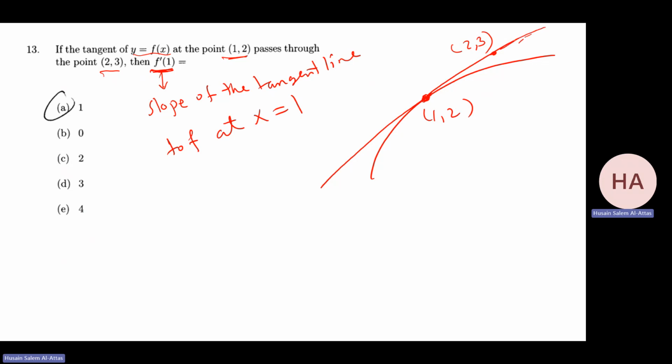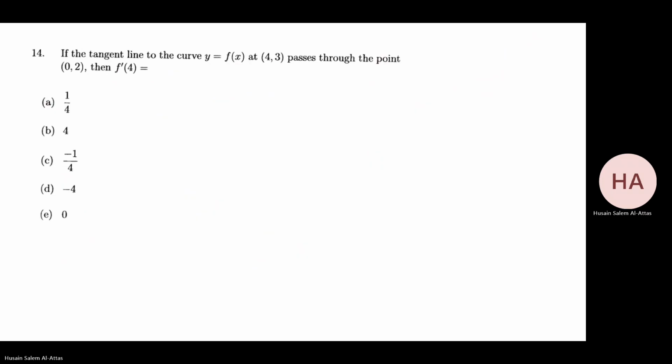Oh, I know this is the tangent line, and I know 2 points on the tangent line. He gave me 2 points on the tangent line. This (2, 3) is not on the curve, it's on the tangent line. If I have 2 points, I can find the slope. The slope will be what? Delta y over delta x, which is 3 minus 2 over 2 minus 1, which is 1 over 1, which is 1. That's it.